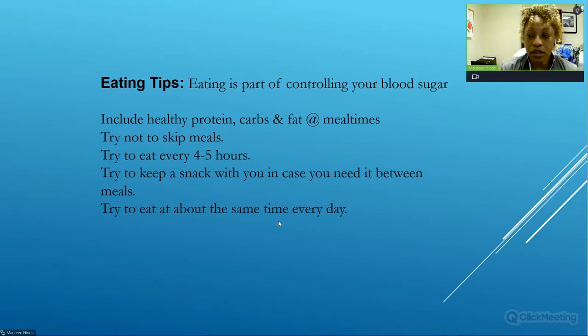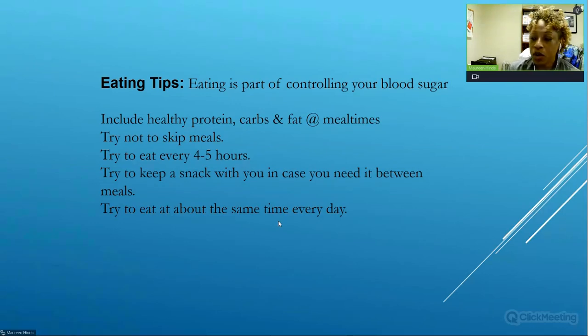So you do want to, as I mentioned, include healthy protein, healthy carbs, and fat at meal times. Try not to skip meals. Try to eat every 4 to 5 hours. I get a lot of patients who say, I'm not a breakfast person. I don't really like eating breakfast. The problem with that is diabetes, especially when we're talking about type 2 diabetes, is a metabolic disorder. And by skipping a meal, it's actually interfering with your metabolism of your blood sugars. So it is important, even if it's not a big meal, that you are getting your required nutrients throughout the day, approximately every 4 to 5 hours, to keep that metabolism and your blood glucose in sync.